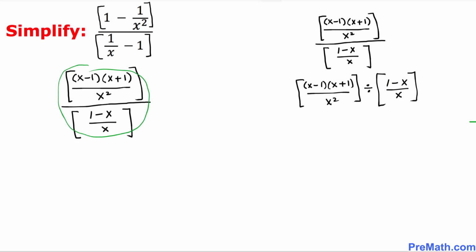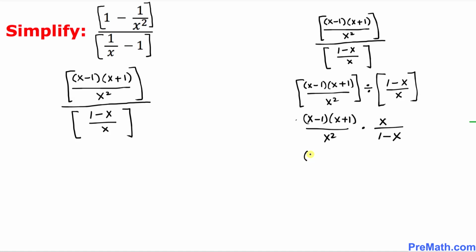All right. Now we know that whenever we have this division sign, we can convert it into multiplication, and the right hand side we can just flip over. Let's do that one. So I can write the left hand side as x minus 1 times x plus 1 divided by x squared, and this division becomes multiplication, and this thing we're going to flip over, x over 1 minus x. And let's do one more thing over here on the top.